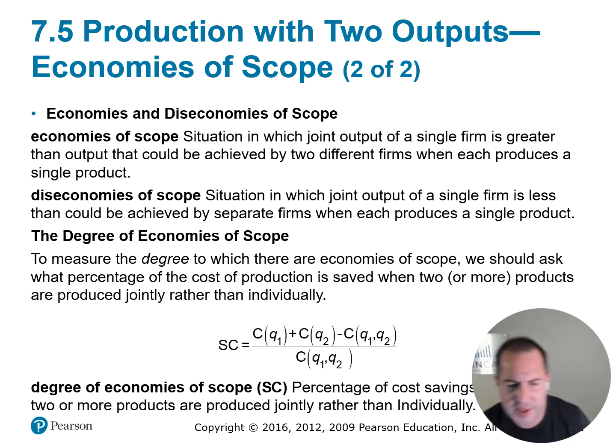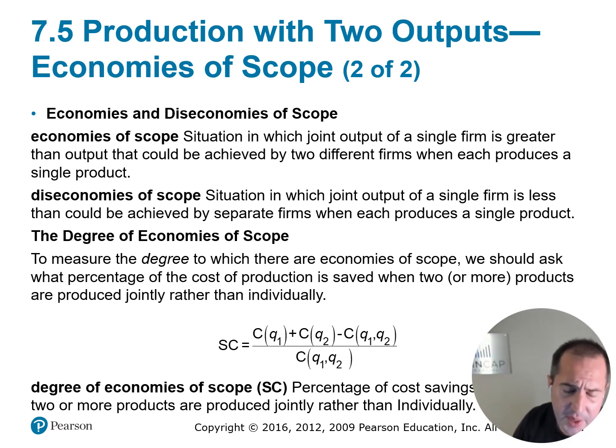Economies of scope, diseconomies of scope, and degrees of economies of scope will certainly be on a future exam as well. Economies of scope: situation in which the joint output of a single firm is greater than the output that could be achieved by two different firms. So basically they're more efficient having a merger. And then diseconomies of scope, in which joint output of a single firm is less than what could be achieved by two separate firms. So diseconomies of scope is a situation in which competition is better.